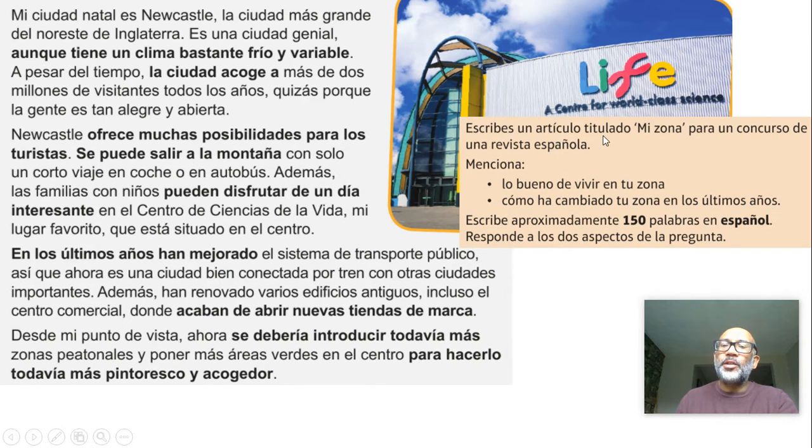You write an article titled My Area for a competition from a Spanish magazine. Mention. Now on to the most important bit, the 2 bullet points.